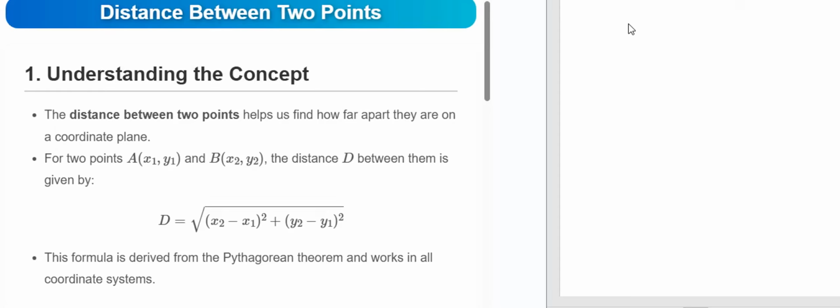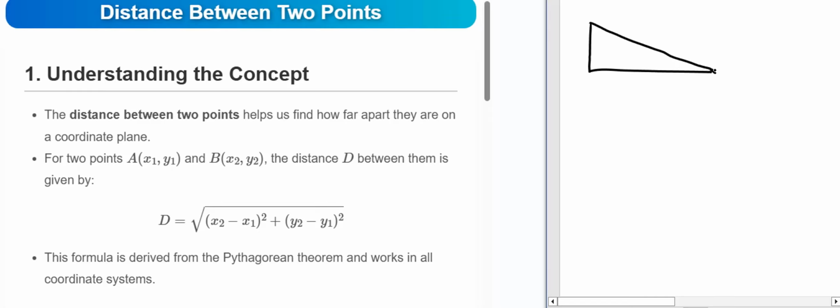Hello, in this lesson, I want us to talk about the distance between 2 points. But before we explore the concept, can we revisit the Pythagoras theorem? So, if I have a triangle like this, and I call this line A, this line B, and this line C.